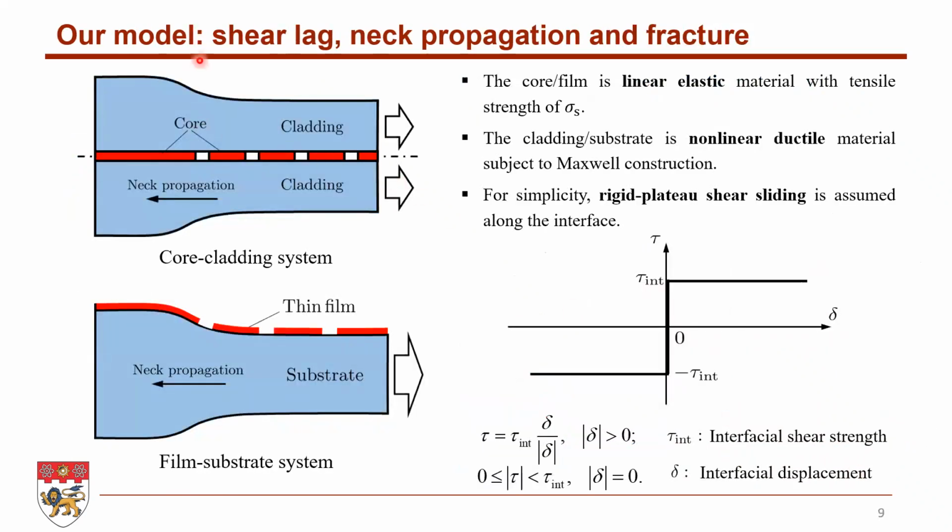So in our model, we combine the classical shear lag model, neck propagation, and fracture together. We also consider both the core cladding system and the film substrate system. The core and the film are linear elastic brittle materials, while the cladding and substrate are ductile materials. And for simplicity, we assume this rigid flat plateau shear sliding law at the interface.